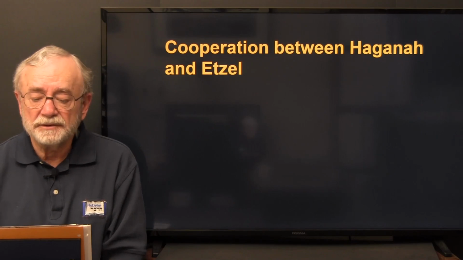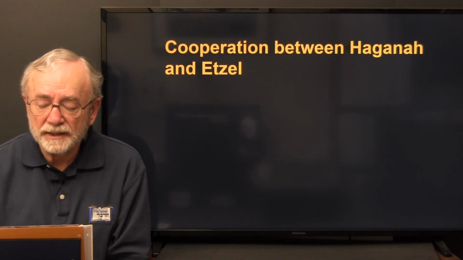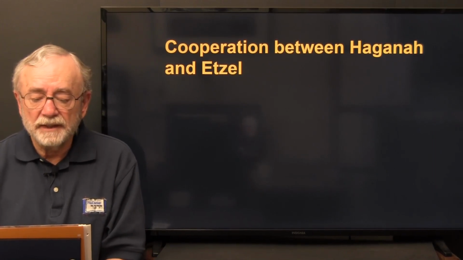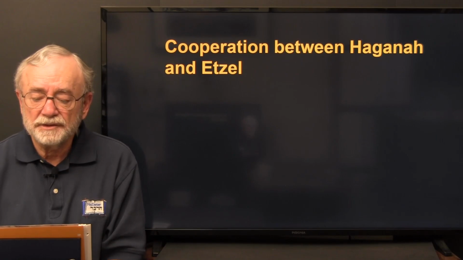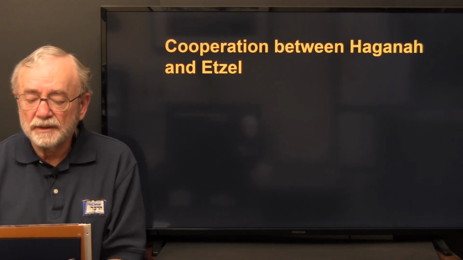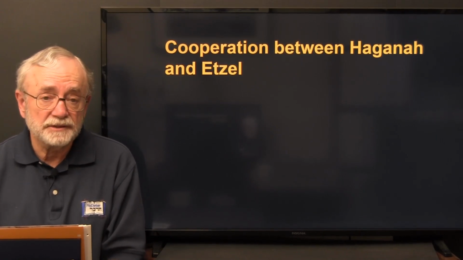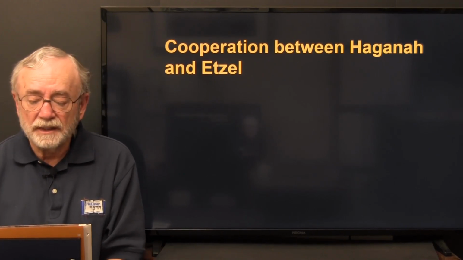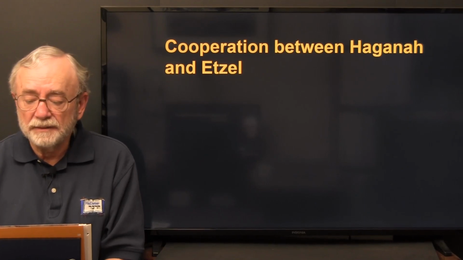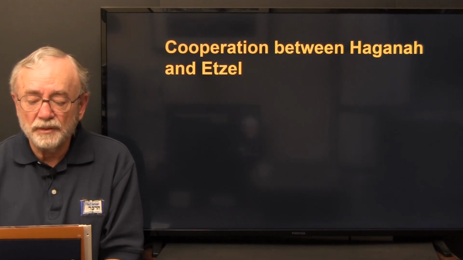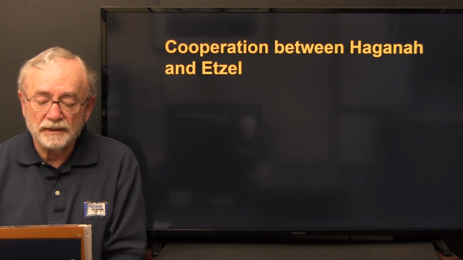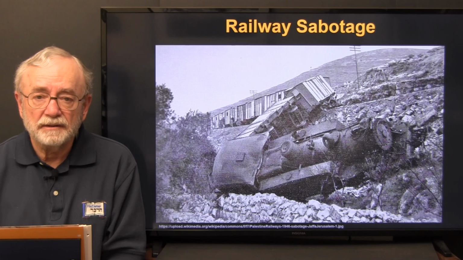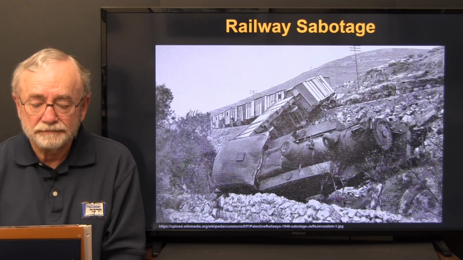And for the next 8 months, the three groups undertook systematic attacks on British installations. During the latter part of 1945 and early 1946, Etzel and Lehi embarked on a number of daring and successful raids against British armories. In October 1945, a joint Haganah-Etzel operation dynamited the British rail network at 200 different points throughout the country, effectively paralyzing British troop movements. And here's a picture of some of that railway sabotage.